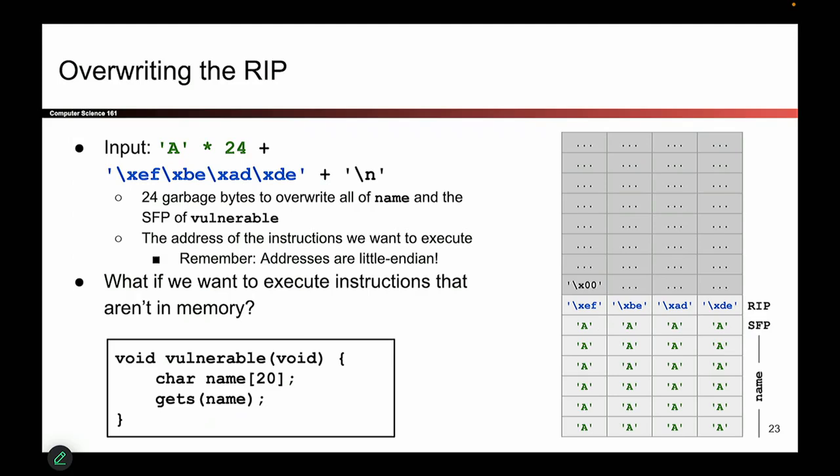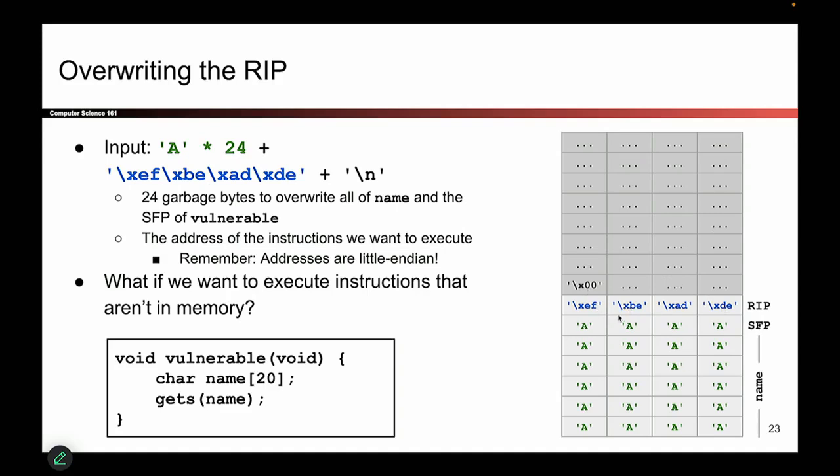So this is the input that we just talked about. We're going to enter 24 garbage bytes. Here I chose A, but you could have chosen Q or X or any letter you really liked. I'll enter 24 of those characters, clobbering all of name and the SFP, which we don't really care about in this case, because I really care about changing this RIP address. And instead of having the address of whoever called vulnerable, main or someone, I'm going to change it to the address DEADBEEF, D-E-A-D-B-E-E-F. And then I'll hit enter.